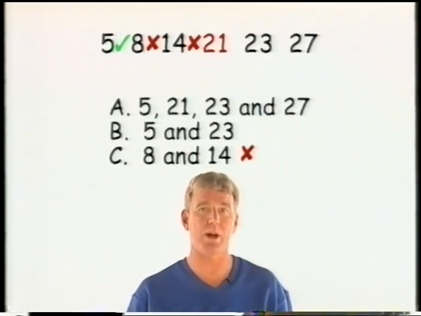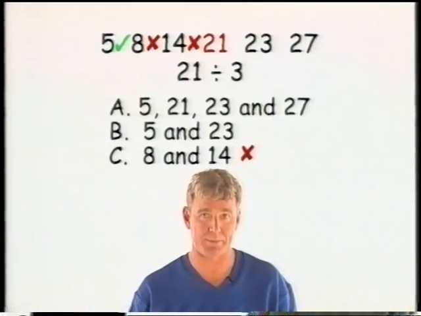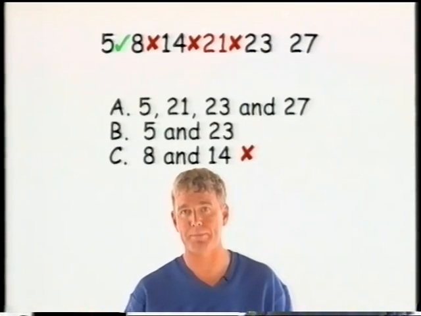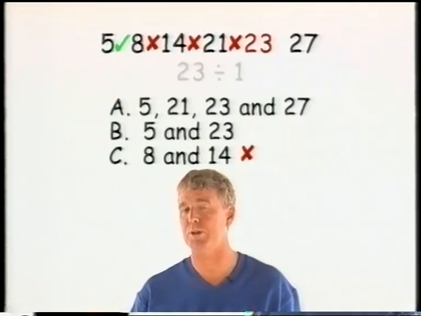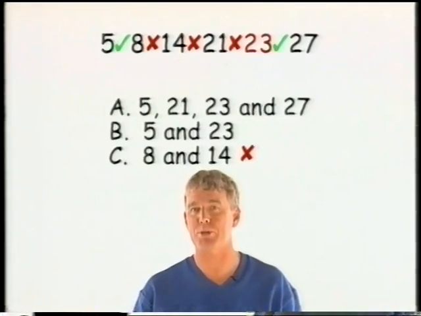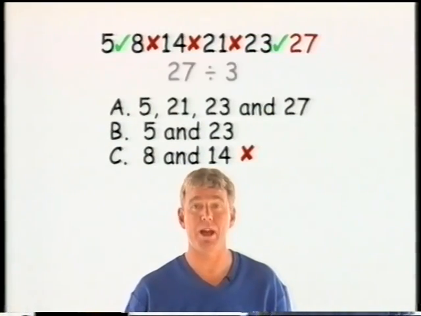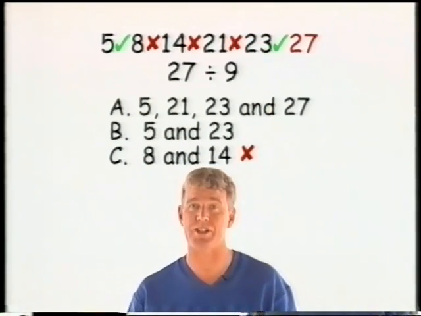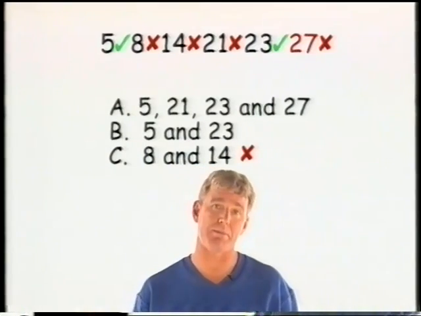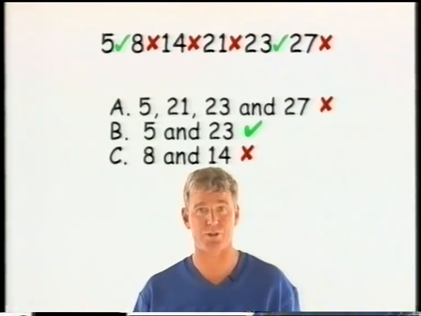We know 21 is divisible by 3 because the sum of its digits is divisible by 3, so it's not a prime number. 23 is divisible by 1 and 23, but nothing else, so it's a prime. Finally, 27 is not a prime because 3 and 9 go into it. So the 2 prime numbers are 5 and 23, so answer B is the right answer.